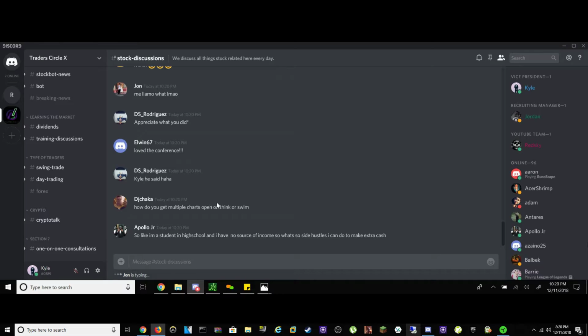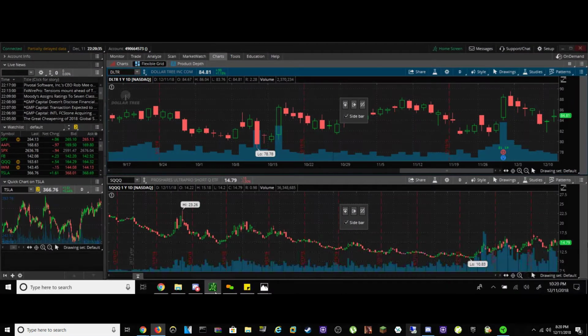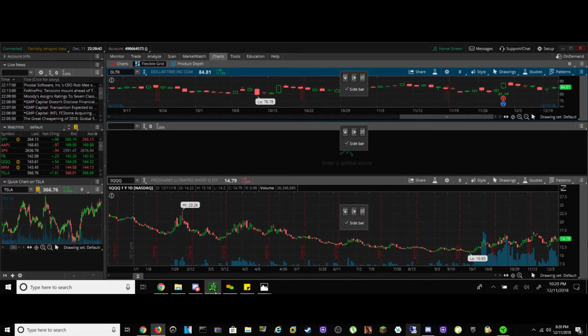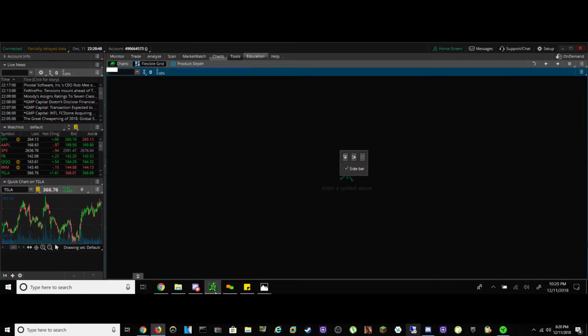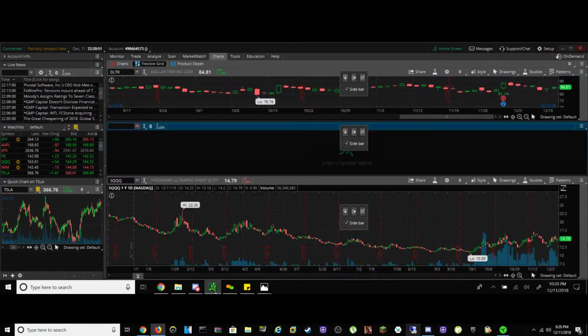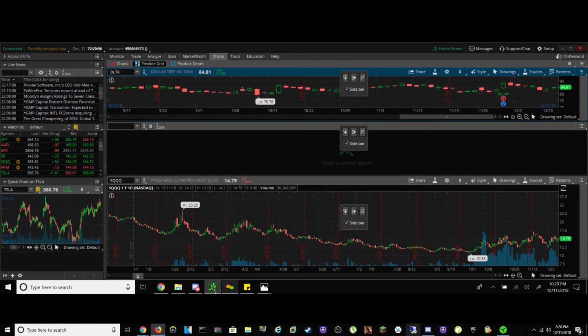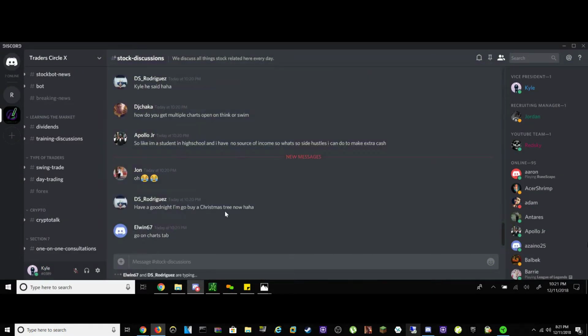How do you get multiple charts open on Thinkorswim? If you go to here, this popped up for me. It's this little thing, and it says to open up more and more charts. I don't even know how to remove them, so I think I removed them on accident, and now I don't know how to. Oh wait, did I just remove them? Wait, no, that's not it. I don't know. I'll have to figure it out. Once I learn more about Thinkorswim, then I'll let you guys know.